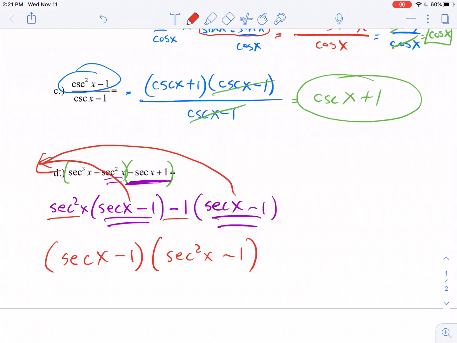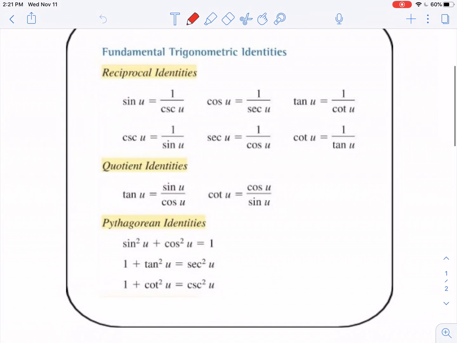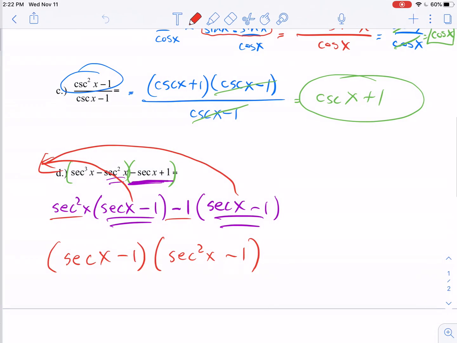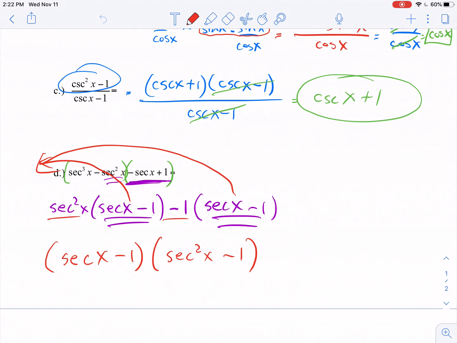Now if you look at the Pythagorean identity, if you go to this one right here, and you take the 1 and you subtract it to that side, notice it's left with just tangent squared. So what I have here is secant of x minus 1 times tangent squared of x. And that would be the best answer.